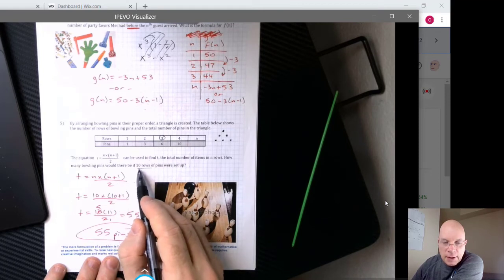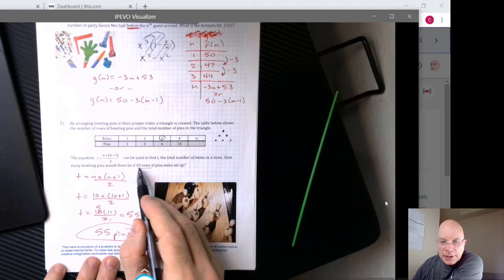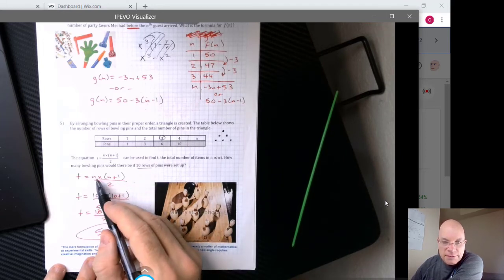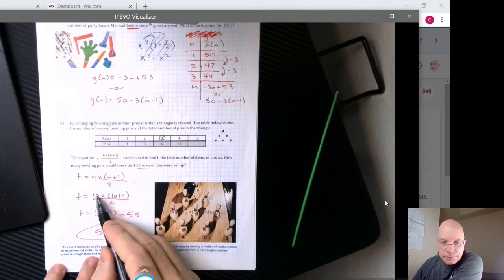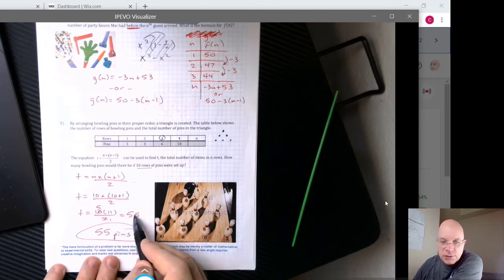And this would be ridiculous, you'd need a pretty wide bowling lane, but it might be fun to have 10 rows of bowling pins. And if you did have 10 rows of bowling pins, you would have 10 multiplied by 1 more than 10, or 10 times 11, divided by 2. 110 divided by 2 is 55 pins altogether.